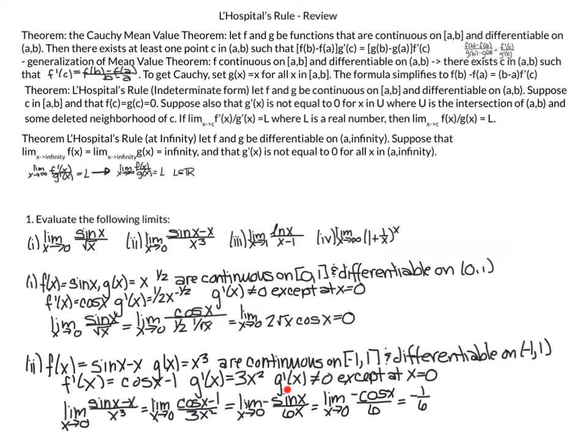So we can apply L'Hopital's rule here, and the derivative gives us minus sine x over 6x. And then when we plug in x equals 0, you can see we again get the indeterminate form, and again we can see that the functions f of x and g of x are continuous and differentiable. G prime of x is not equal to 0 except at x equals 0, so we can apply L'Hopital's rule once again, and we get minus cosine of x over 6. When we plug in 0 this time, we finally get negative 1/6.